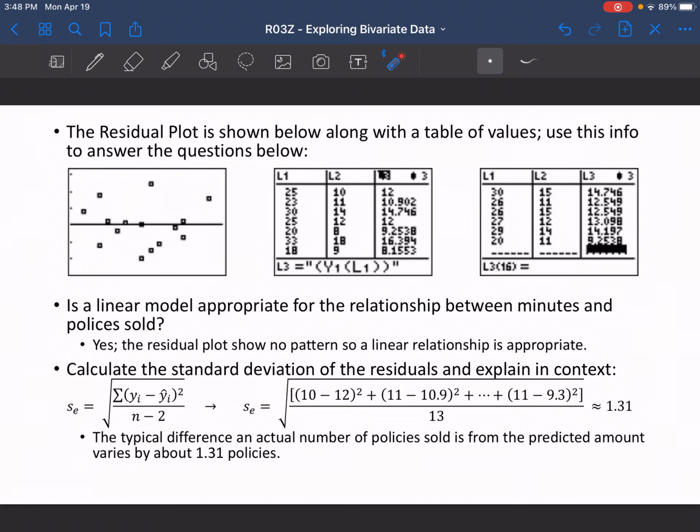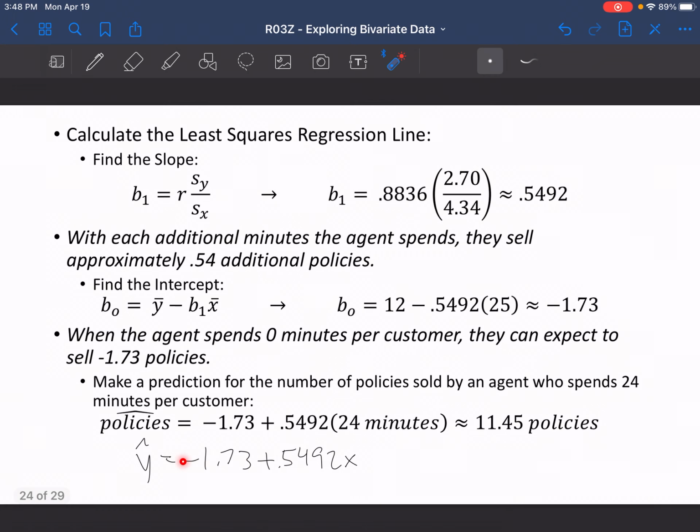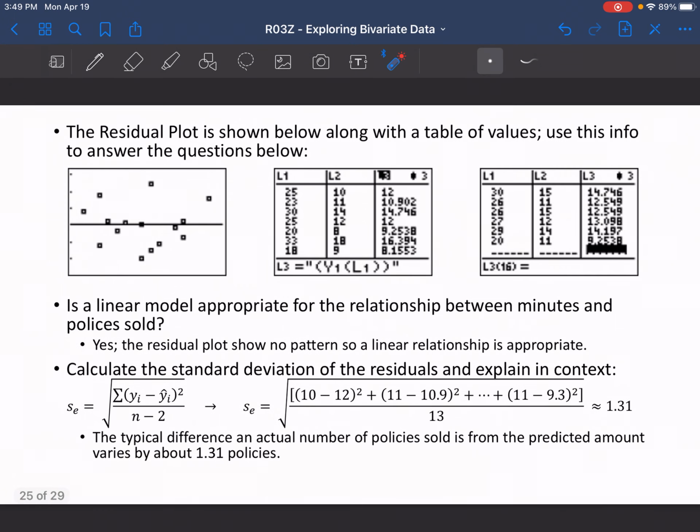If we're given a residual plot with values, we want to use these values and the residual plot to answer the questions below. So here's our residual plot, which again represents the distance away that each data point is from the least squares regression line. And then these are the actual residuals themselves, what's represented in L3 right here. Basically, if we took each one of the values in L1 and plugged them in to our least squares regression line, plugging all of those in for x and solving, then this is what we would get for our residuals right here.